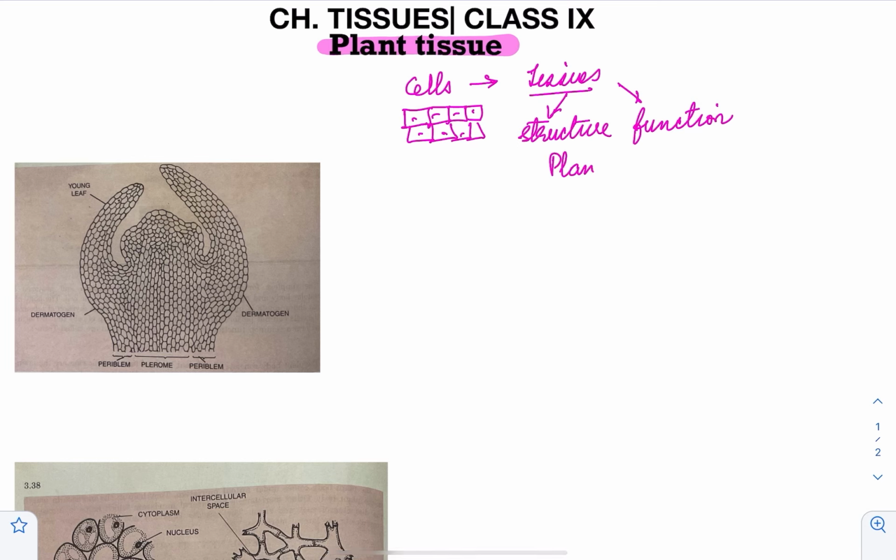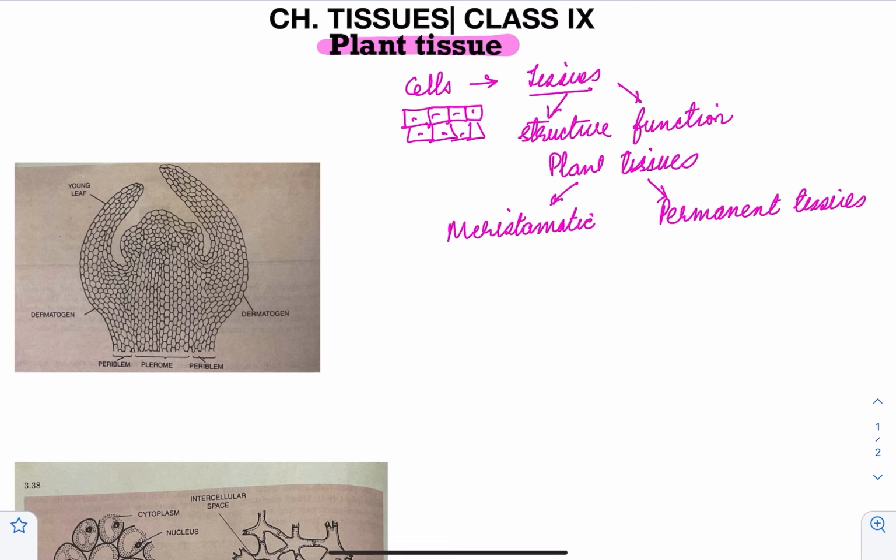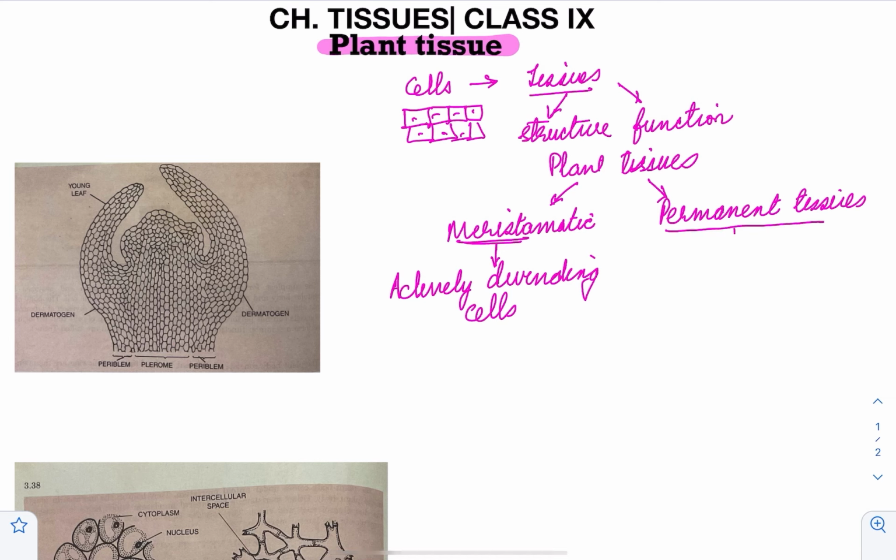So basically, if you talk about plant tissues, there are two broad categories. One is meristematic tissue and the other one is permanent tissues. Now just remember, meristematic tissues consist of actively dividing cells, and they divide throughout their lifetime, whereas permanent tissues have lost this function of division. Division ability is lost. Okay?